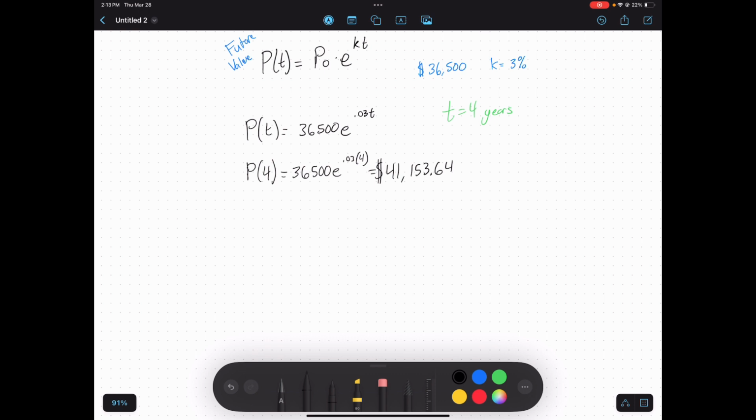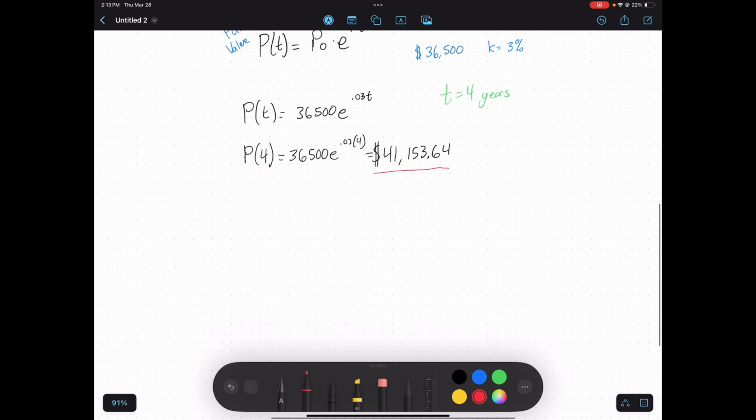But let's say that I don't just want to invest it once. If I'm making money every year, then maybe I have a spare $36,500 every year. Personally, no, that's not true. But let's say I've got a spare $36,500 every year, so I'm going to invest that every year. Well, my initial investment will be worth this much after 4 years, but now let's look at the next year. So year 2, I'm going to invest another $36,500.